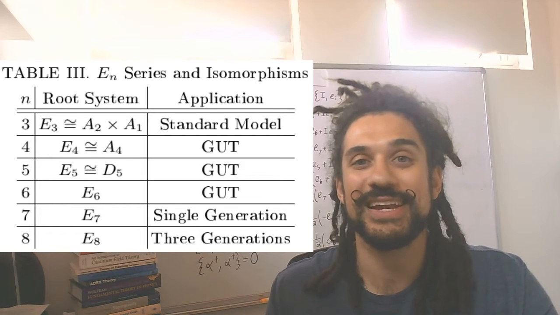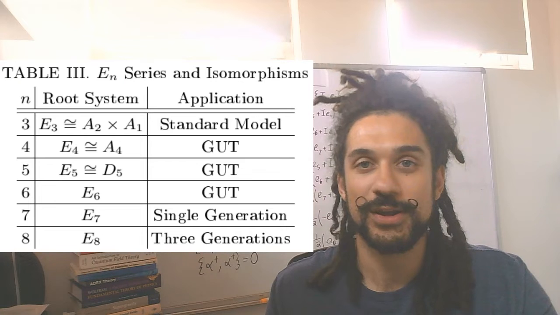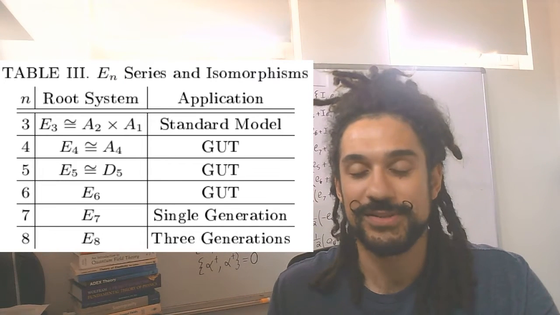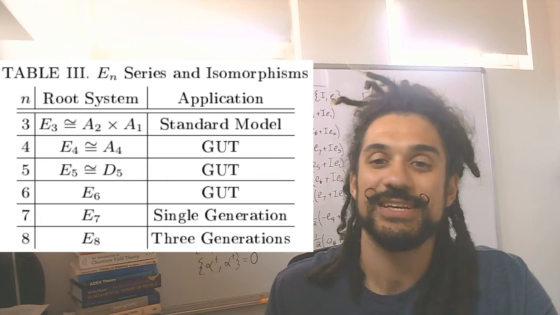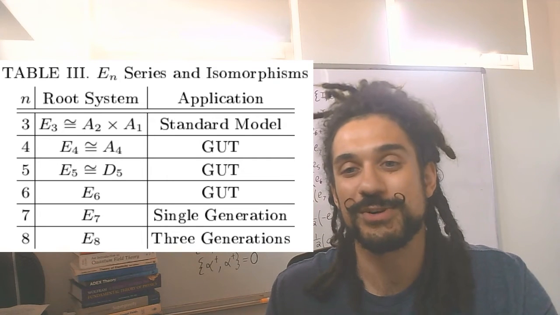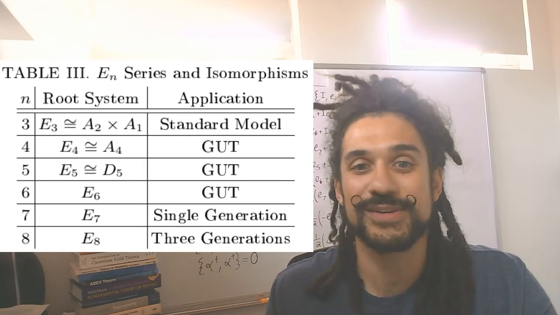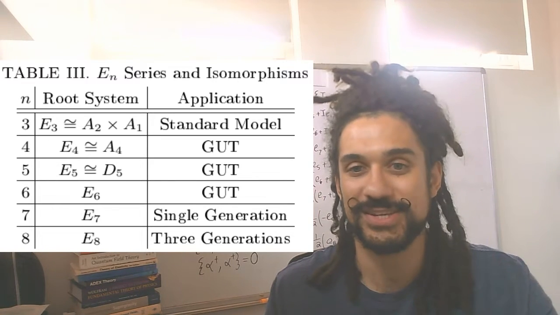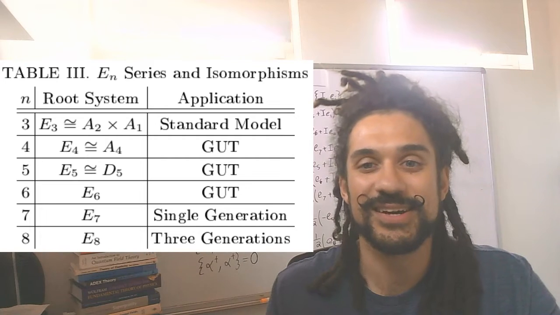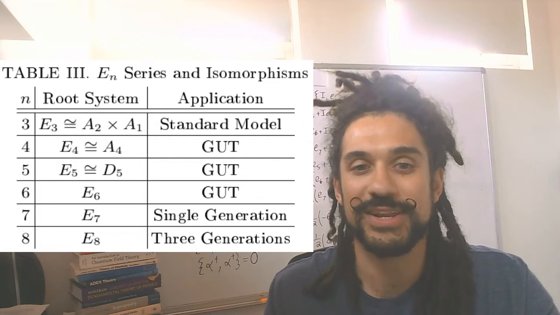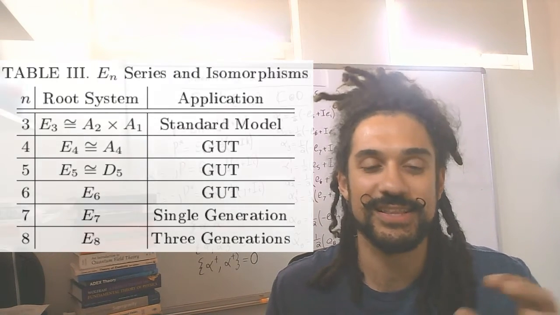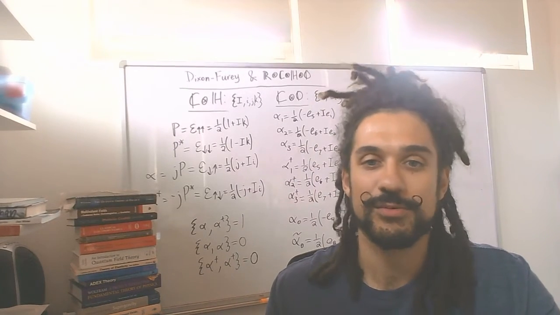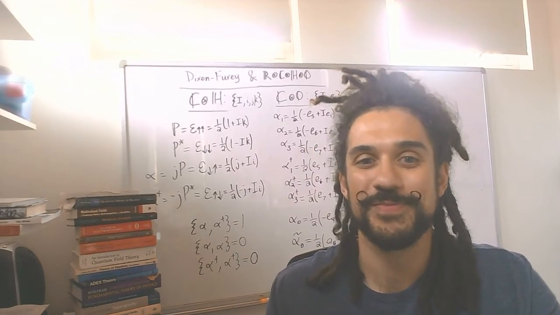They also noted that E4 is A4, which corresponds to SU5 and is the first GUT model. E5 is the same as D5, which corresponds to Spin(10) and is the first GUT to unify a single generation of fermions into a single representation. The E6 GUT was introduced by Gursey, Ramond, and Sikivie and is the first in the E series that stands out as being its own unique root polytope and Lie group.